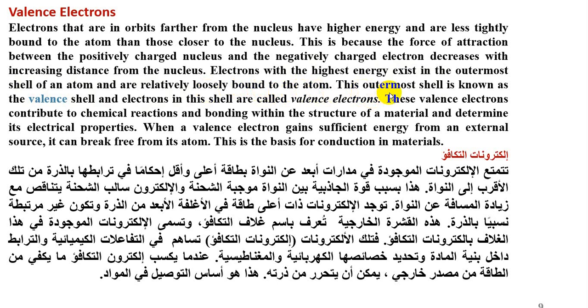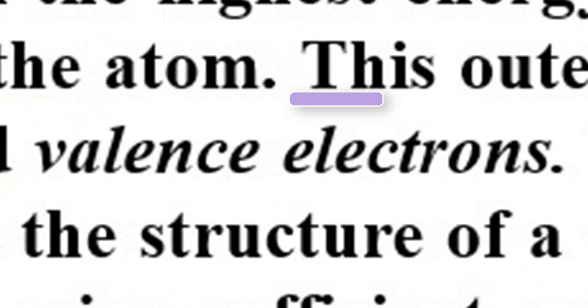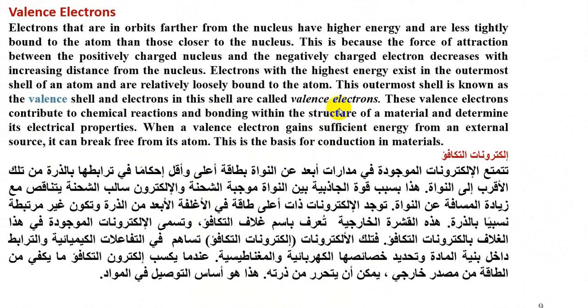This outermost shell is known as the valence shell, and electrons in this shell are called valence electrons. These valence electrons contribute to chemical reactions and bonding within the structure of a material and determine its electrical properties. When a valence electron gains sufficient energy from an external source, it can break free from its atom. This is the basis for conduction in materials.